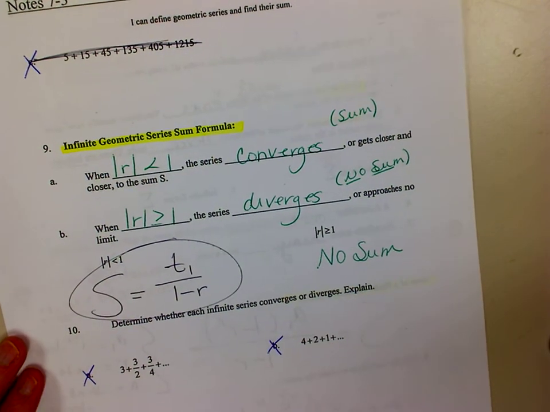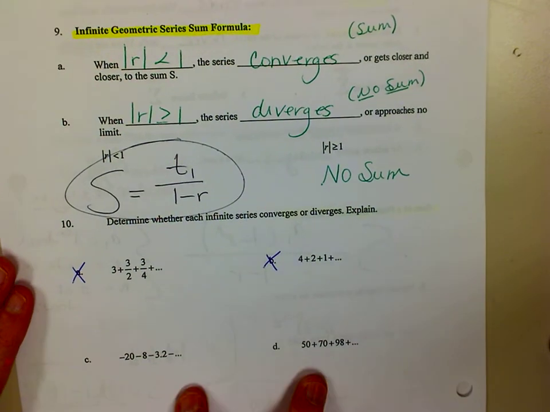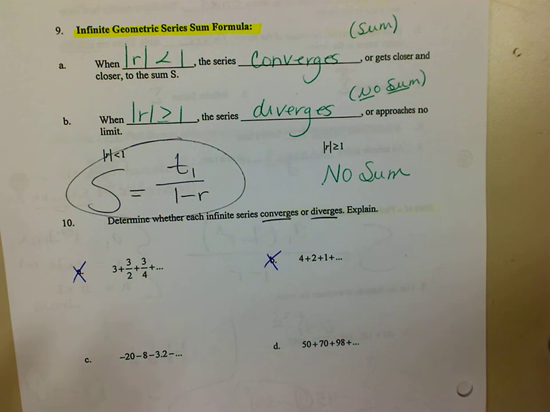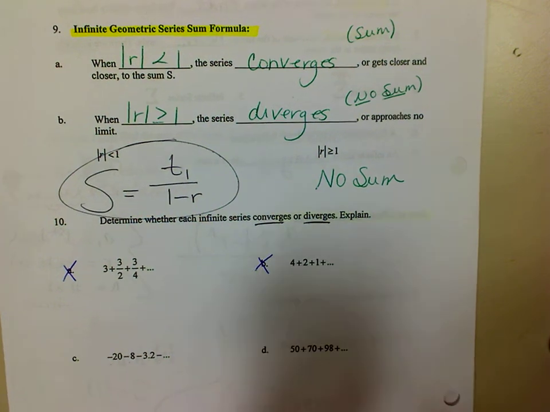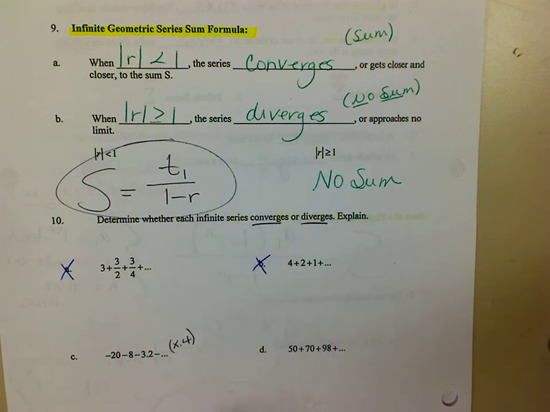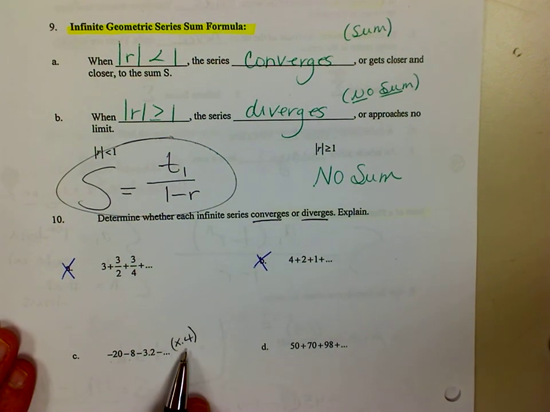I went ahead and crossed off A and B, which all you have to do on these two is tell me whether it converges or diverges. So you have to figure out what you're multiplying by. So in this one, I don't really know. It looks like I'm dividing by something, but I want to know what I'm multiplying by. So if I'm multiplying this way, I'm dividing going this way. So I'm going to take -8 divided by -20. That's going to give me 0.4. I'm multiplying by 0.4. If I take the absolute value of that, it's still 0.4.